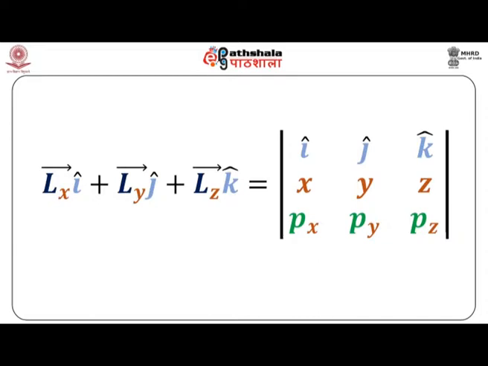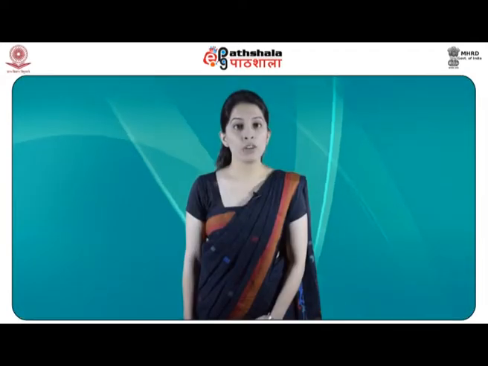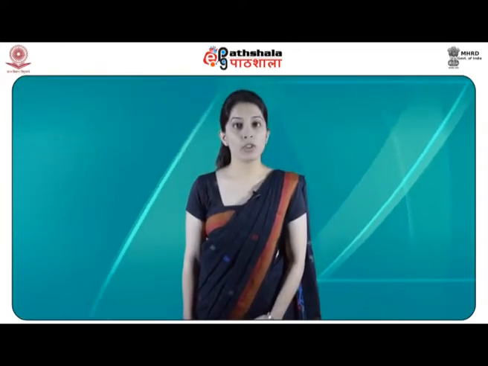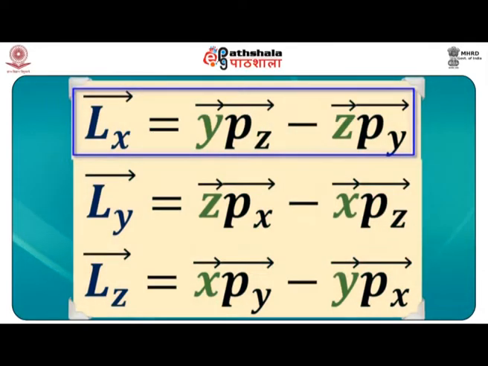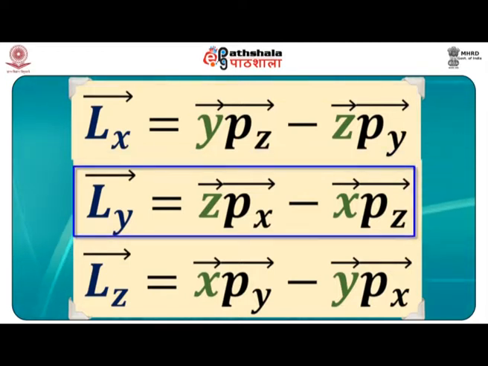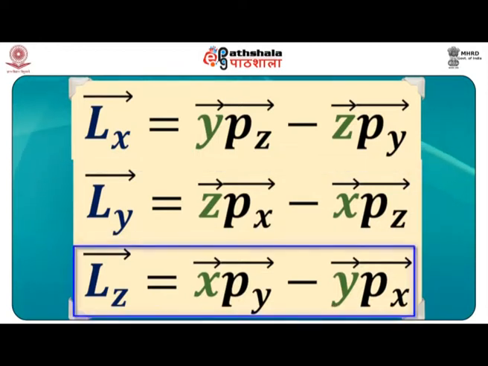In the first row, we have the unit vectors i, j, k. In the second row, we have the components of position vector x, y, z, and in the third row, we have linear momentum components px, py and pz. Solving this 3 by 3 determinant gives us the components of angular momentum in x, y and z axis, which is Lx, that is the angular momentum in x direction, as y into pz minus z into py. Likewise, we get Ly as z into px minus x into pz. And similarly, Lz is obtained as x into py minus y into px.